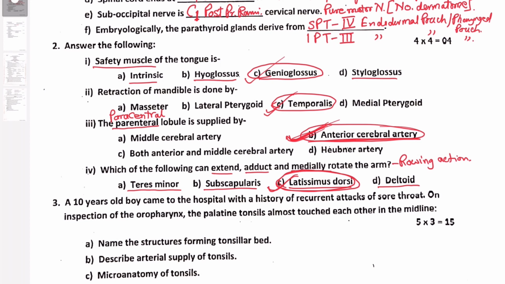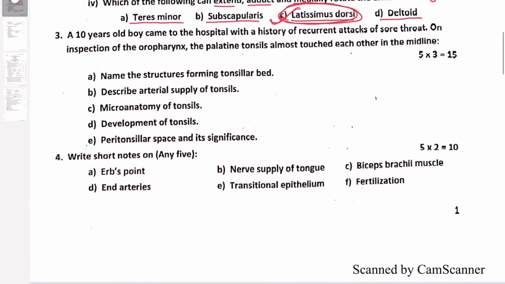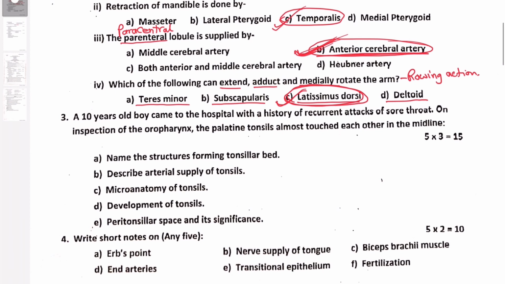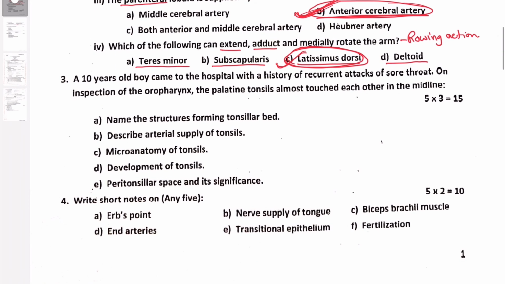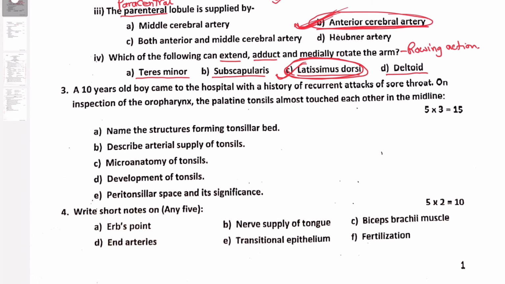Right. Okay. Now let's read the other questions for those who are going to appear for the exams further. They might have some idea about the questions that have been asked. The third one is a clinical question. A 10-year-old boy came to the hospital with a history of recurrent attacks of sore throat. On inspection of the oropharynx, the palatine tonsils almost touch each other in the midline. So it is a case of oral infection which might have led to irritation of the tonsils, leading to a severe tonsillitis. Name the structures forming the tonsillar bed. This is the gross anatomy question.